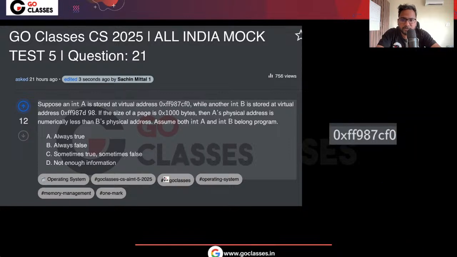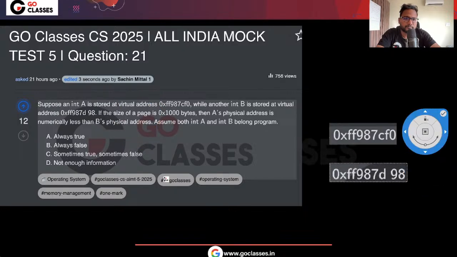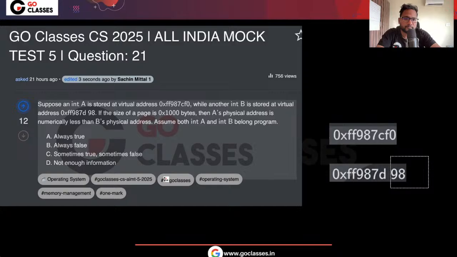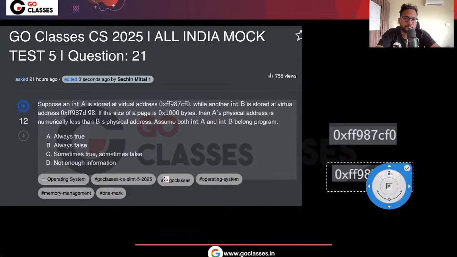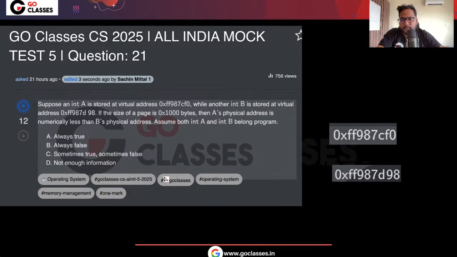This is where int A is stored, and then int B is stored at some other virtual address, which is this. This is int A. This is int B. Okay. Now what they are saying is the size of page is 0x.